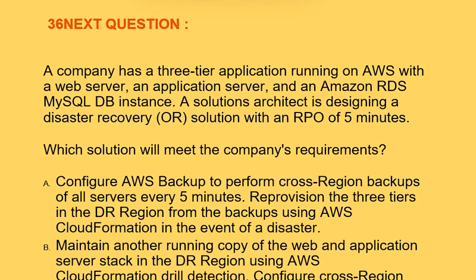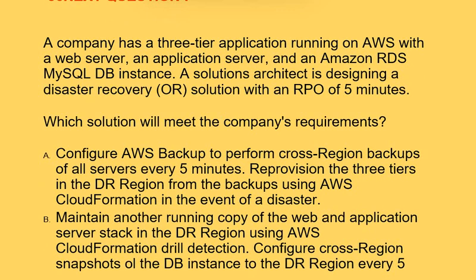Question: A company has a three-tier application running on AWS with a web server, an application server, and an Amazon RDS MySQL DB instance. A solutions architect is designing a disaster recovery (DR) solution with an RPO of 5 minutes. Which solution will meet the company's requirements?